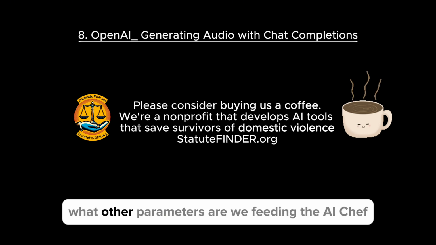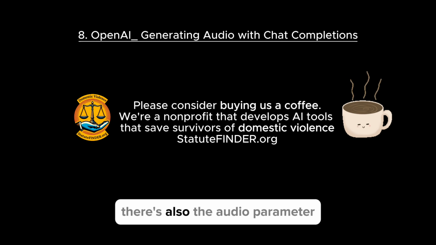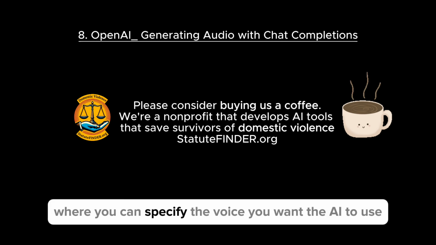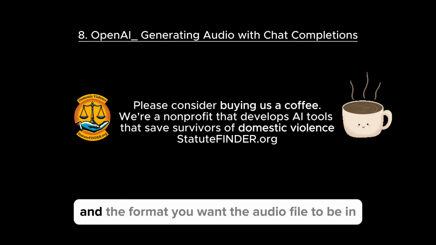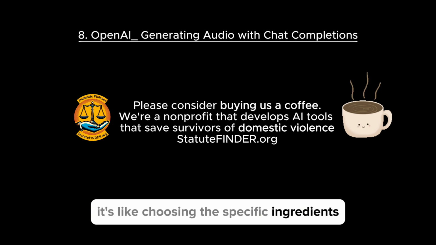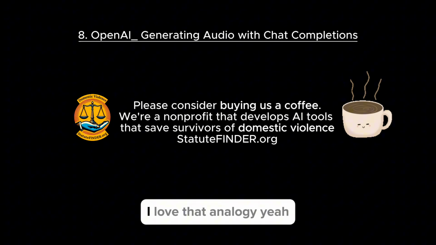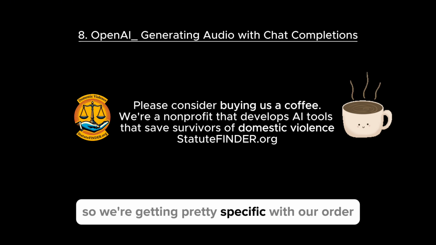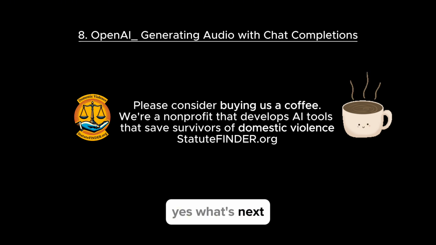Right. What other parameters are we feeding the AI chef? There's also the audio parameter where you can specify the voice you want the AI to use and the format you want the audio file to be in. It's like choosing the specific ingredients and presentation for your audio dish. I love that analogy. So we're getting pretty specific with our order. Yes. What's next?